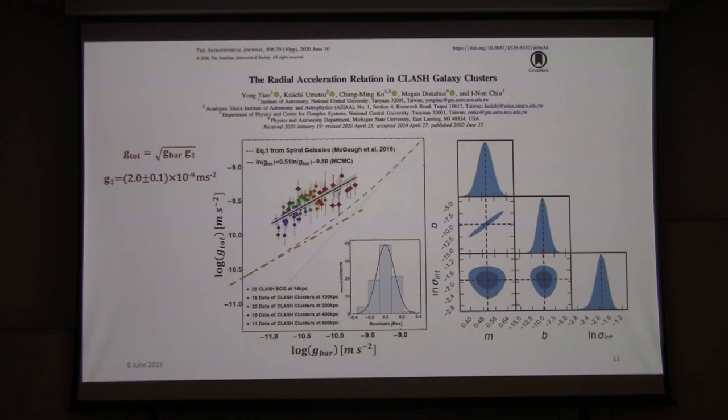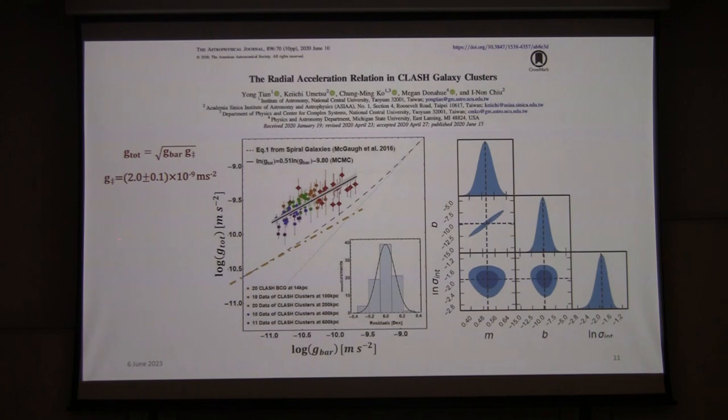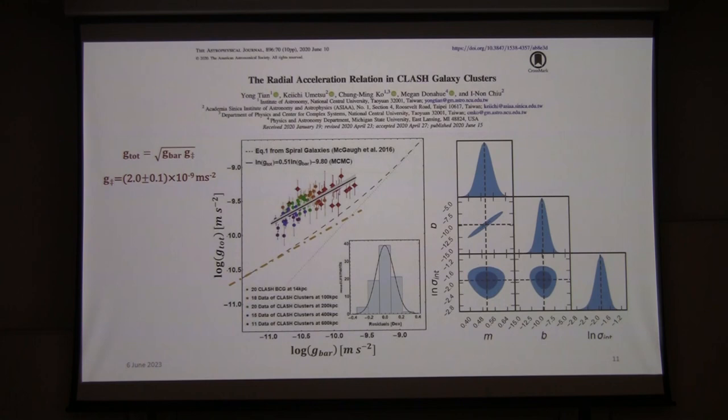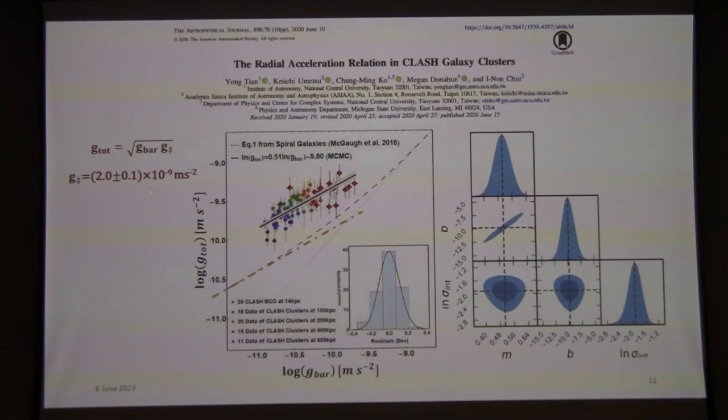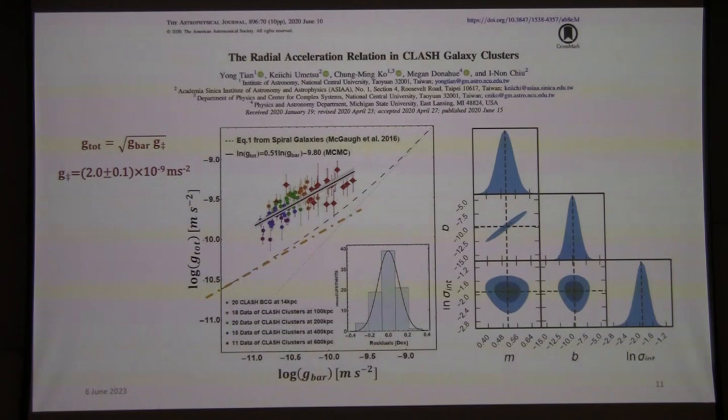From this correlation, the intercept indicates a larger acceleration scale, which is around 10 to the minus 9. So it's about 17 times larger than what we get from the IR.